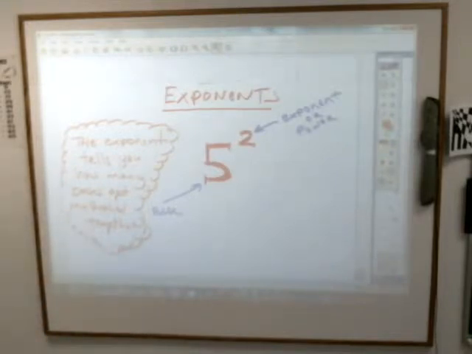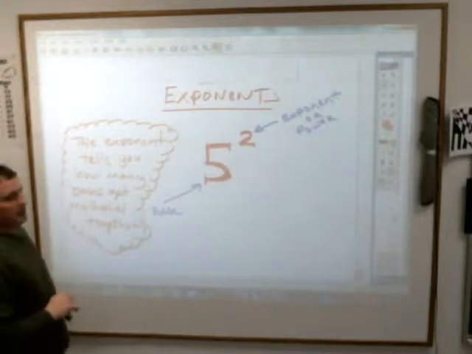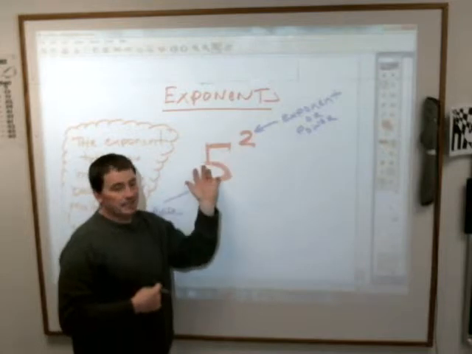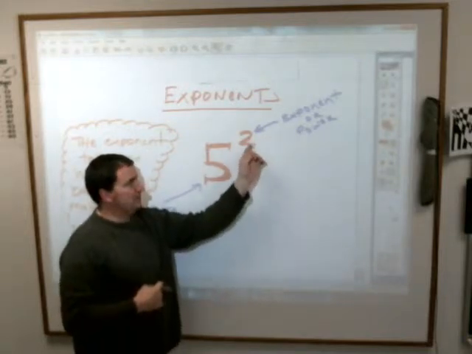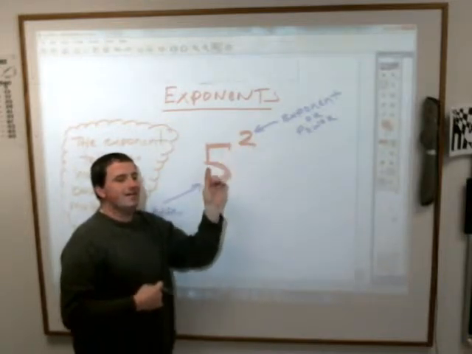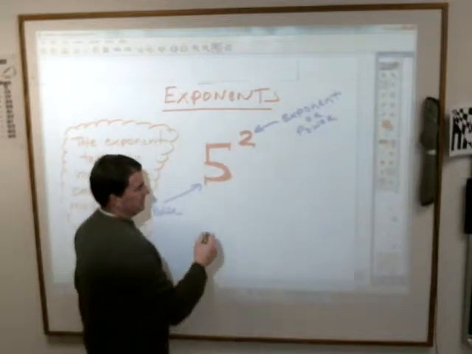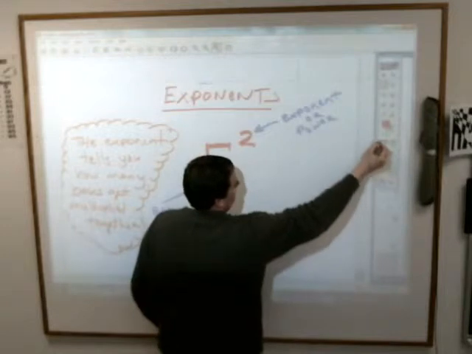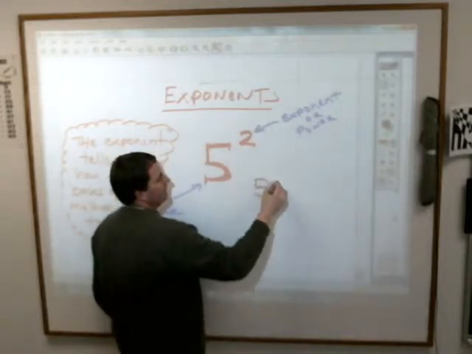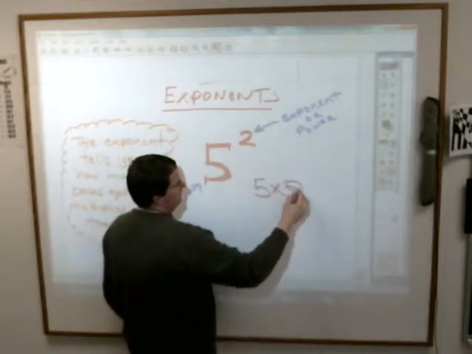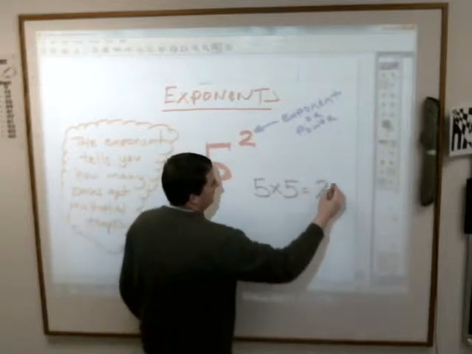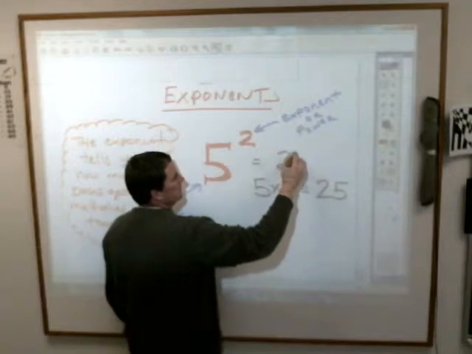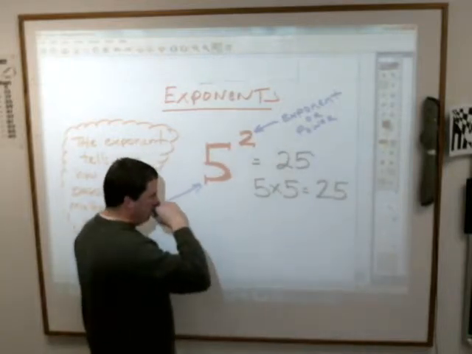In other words, this is not 5 times 2. This is not 10 for my answer. It means I have two 5s getting multiplied together, which looks like this. This is 5 times 5. So the answer to this is 25 when we simplify it. 5 squared is 25.